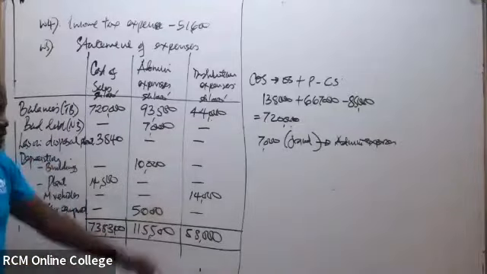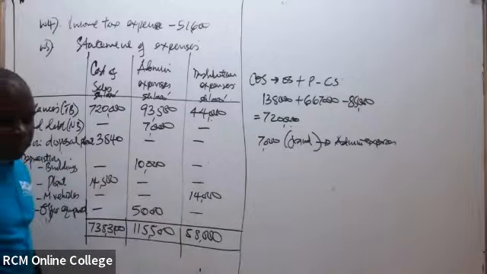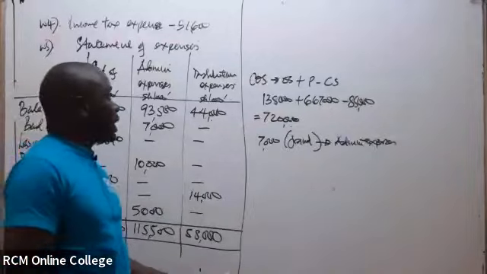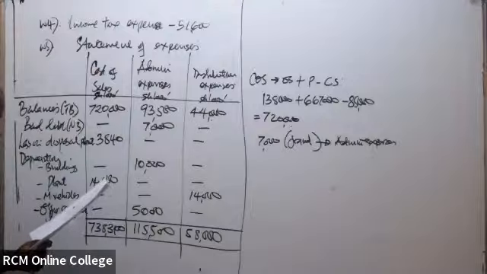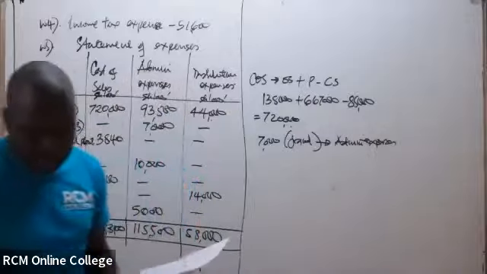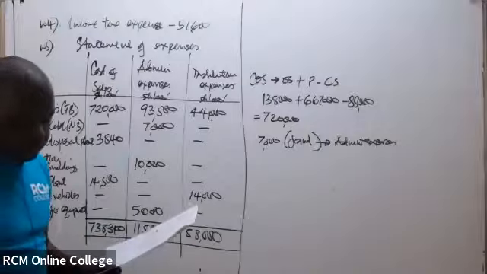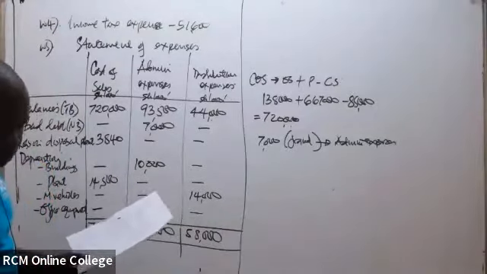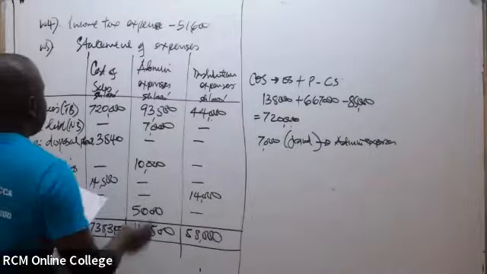I hope this one is okay. I've just added, I think it's 58. So this plus this, you should be able to get 58. So that actually becomes our statement of expenses. Once you have the statement of expenses, you can now prepare your statement of profit or loss. So BD Limited, statement of profit or loss.